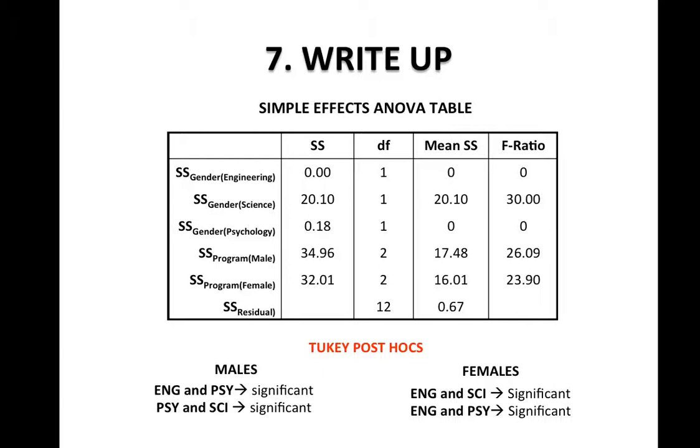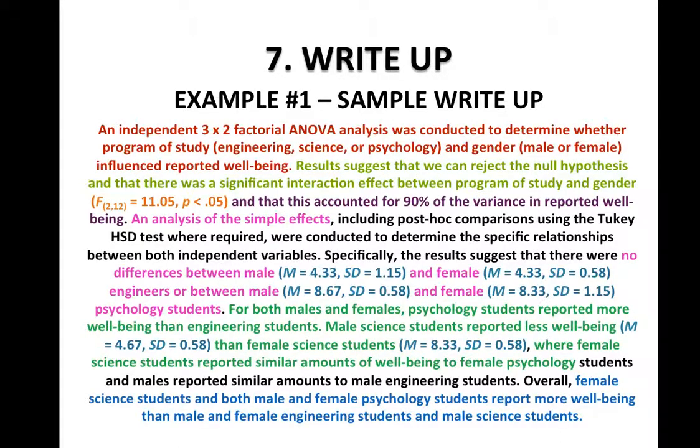So that is the summary of the results. And now to write it up in an APA conclusion, it's going to look something like this. First, we state what kind of analysis we did. Since we're now dealing with more than one independent variable, it's important to say what kind of model we ran. If you recall, the 3 by 2 refers to the number of levels of each of the IVs: 3 different types of program by 2 different types of gender. So we said here that an independent 3 by 2 factorial ANOVA was conducted to determine whether program of study and gender influence reported well-being.